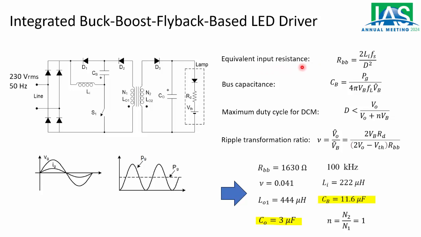So this is the equivalent input resistance of the buck-boost converter. So this is here at this input. This is the value of the bus capacitance, the value of this capacitor, depending on the ripple that we want to get across it. We usually call this the bus voltage. This is the maximum duty cycle again for DCM operation. We are operating both inductors, the input inductor and also the coupled inductor, in discontinuous conduction mode.